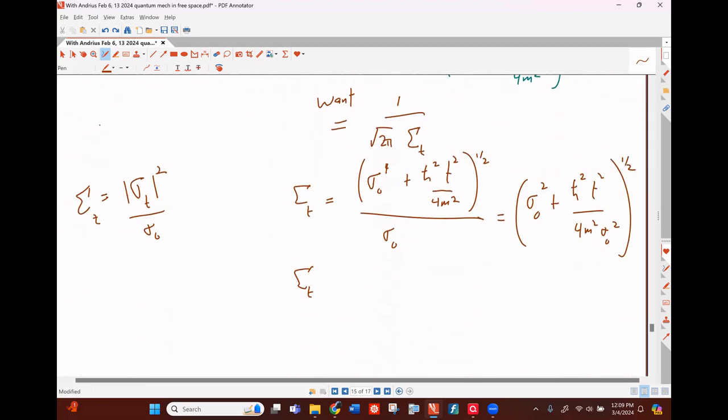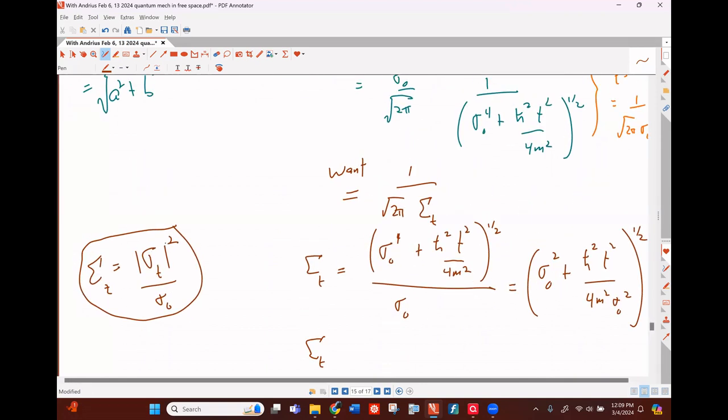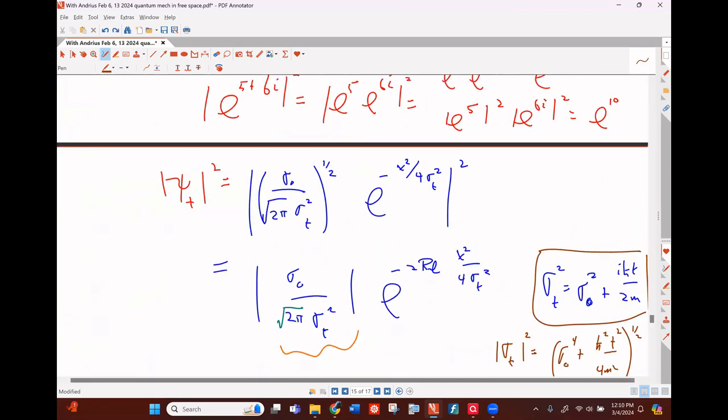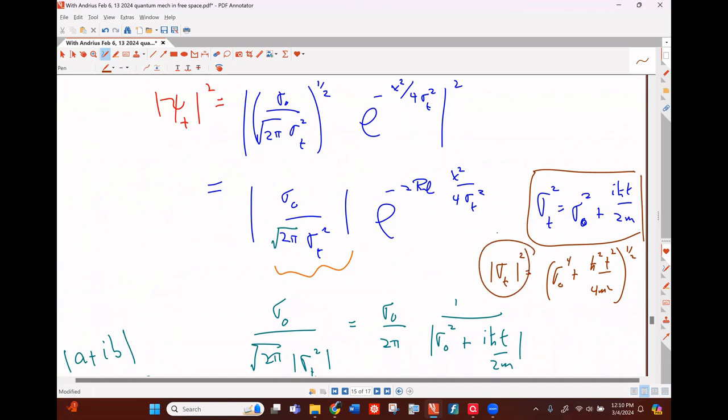It is a little bit weird that we have to take the complex variance, take its modulus squared, and divide by the initial variance to get the actual variance of the probability distribution. Another way to look at it would be to multiply those two together, the big sigma t times the sigma naught. But it turns out that this is going to have relevance for the actual probability distribution, whereas this does not.